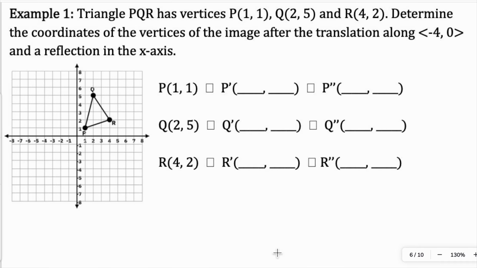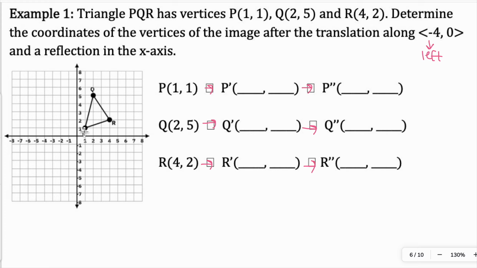So the first example says triangle PQR has vertices of (1, 1), (2, 5), and (4, 2). Determine the coordinates of the vertices of the image after the translation along <-4, 0> and a reflection on the x-axis. So <-4, 0> means we're moving left 4 units and then stopping, and then we'll try our reflection on the x-axis. Let's go ahead and start with point P. So these should have shown up as arrows. That was my fault with formatting.